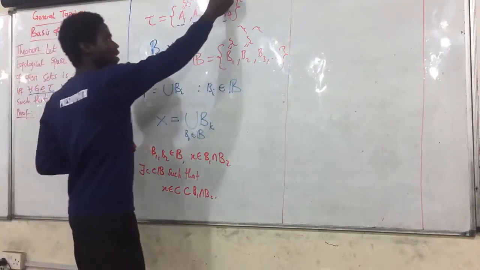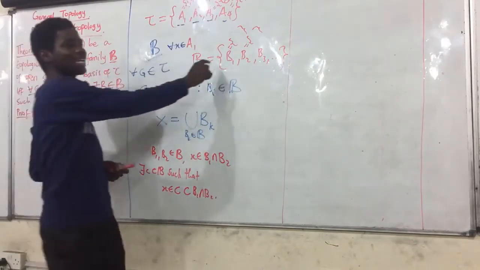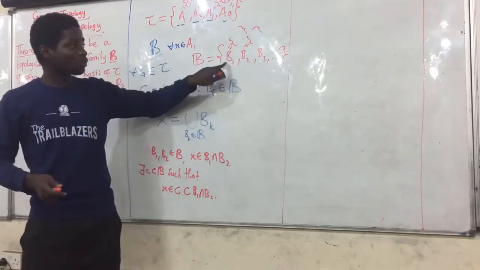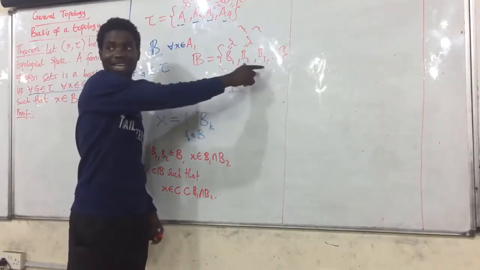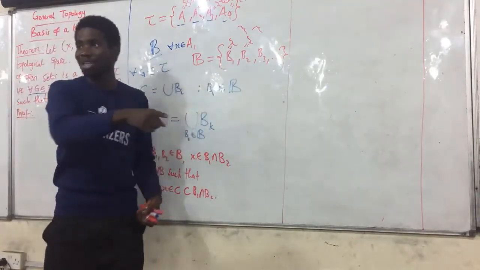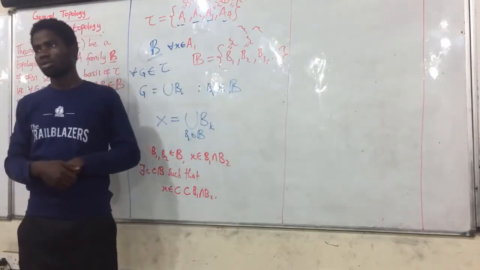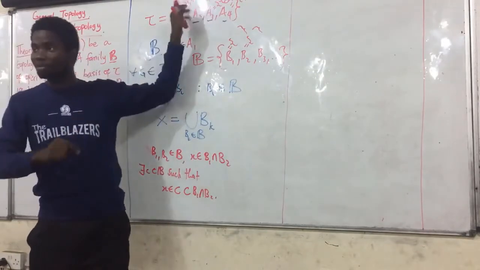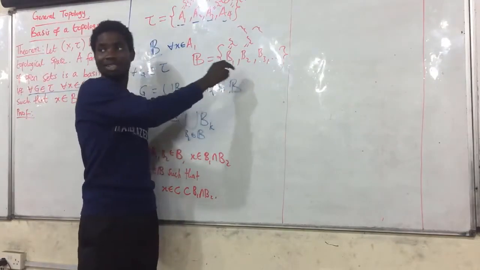Let's say I pick 5. I'll go and check which element has 5. There must be one of either B1, B2 or B3 that has 5. If you go through all of them and there is no element that has 5, then it's not a basis. Pick any number; if you pick each of them, you will find an element inside the basis.